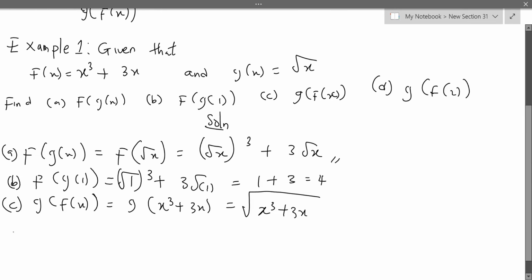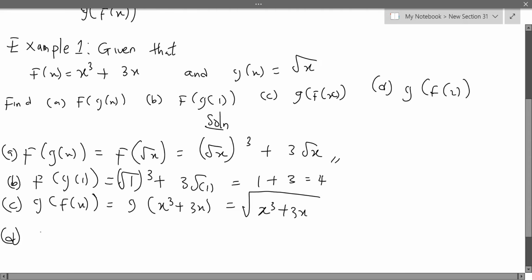So before we, okay, let's do d now. We have g of f hat 2. So what that means is we just have to put 2 in place of the answer we got. And that will give you 8 plus 6. And that will give you the square root of 14.